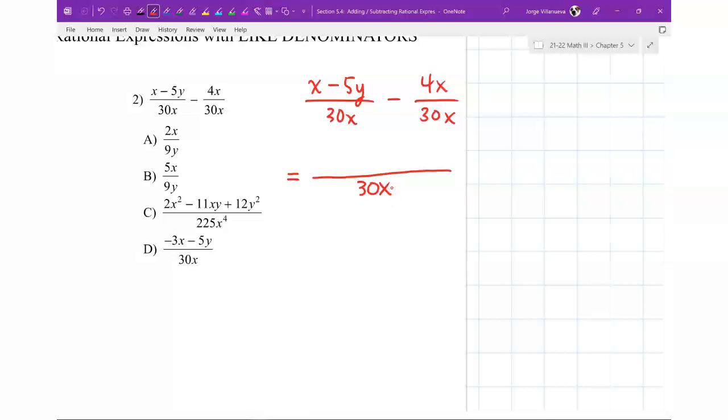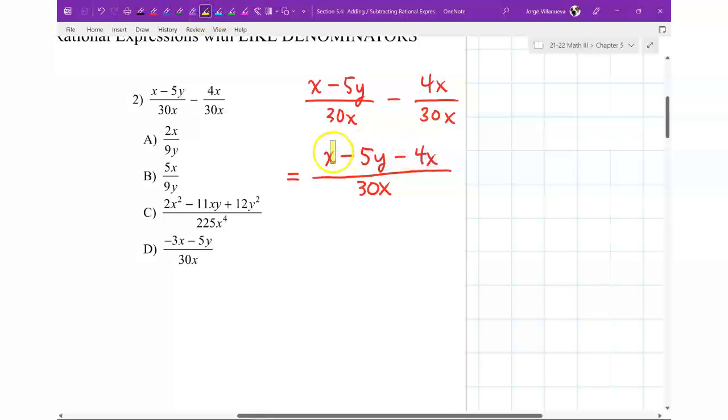Now, I have to subtract the tops. So I'm going to write x minus 5y minus 4x. Now, you guys should be able to notice that x and minus 4x, these are like terms. So x minus 4x is negative 3x. So negative 3x minus 5y over 30x. And if you notice, there's your answer.